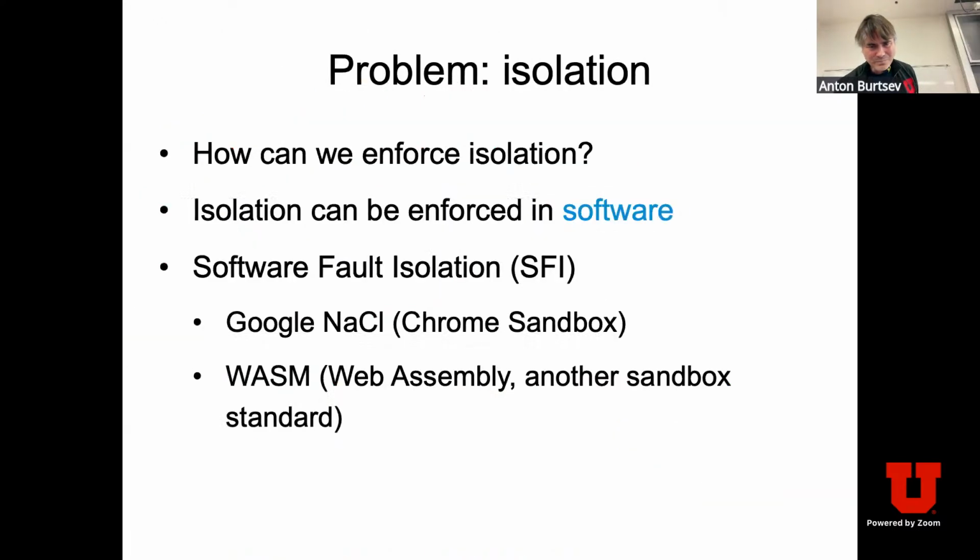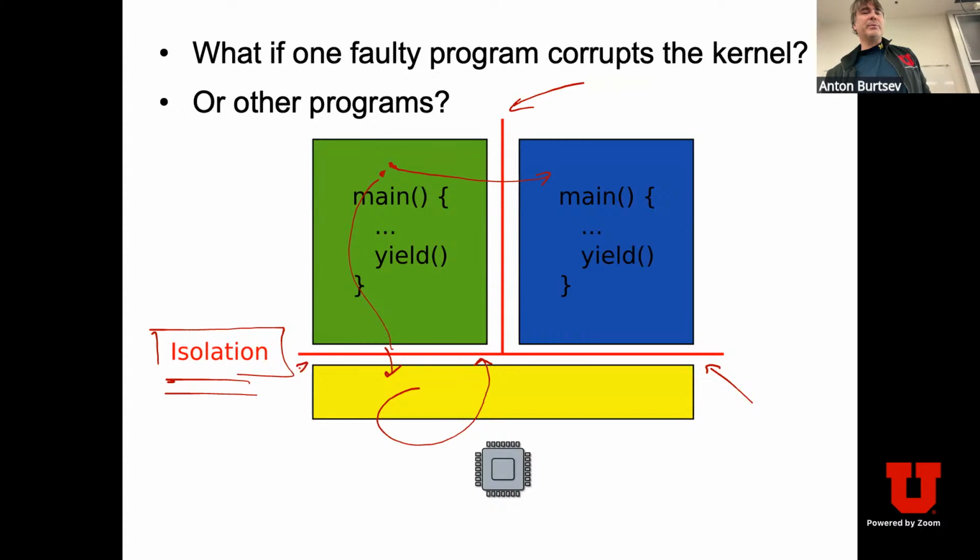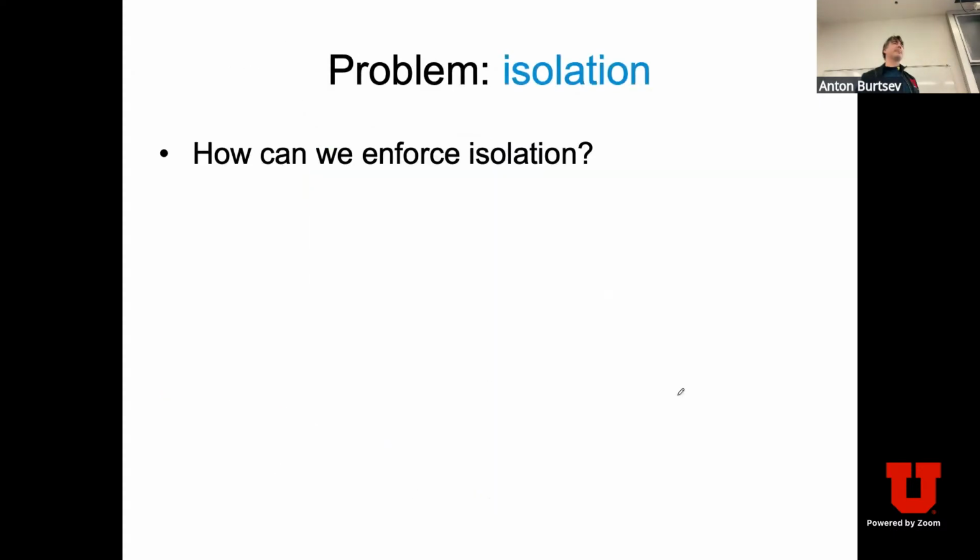My discussion was to set up the stage for this question. If we want to enforce isolation, like this red boundary between multiple programs and programs in the kernel, how can we do it? What mechanisms do we have to ask for, either from the compiler or from the hardware designers?